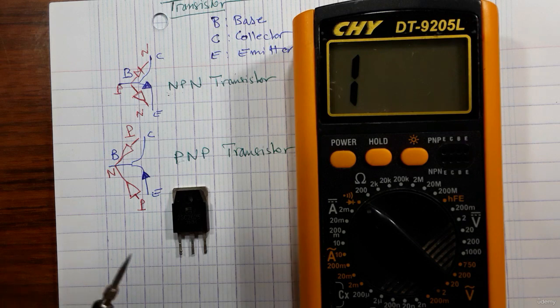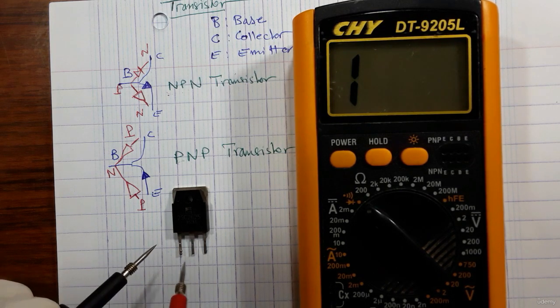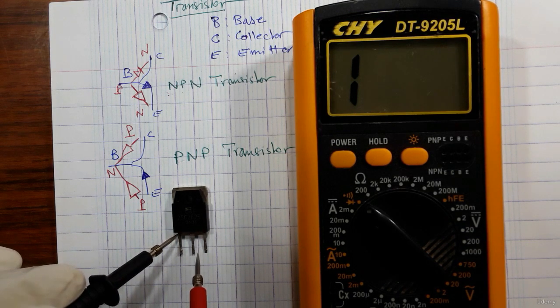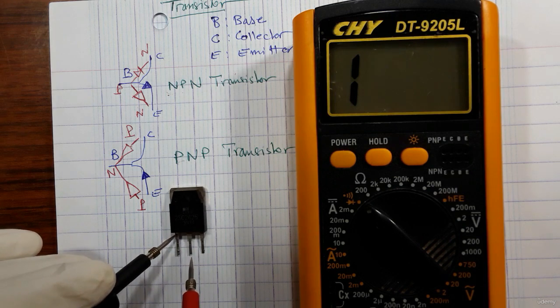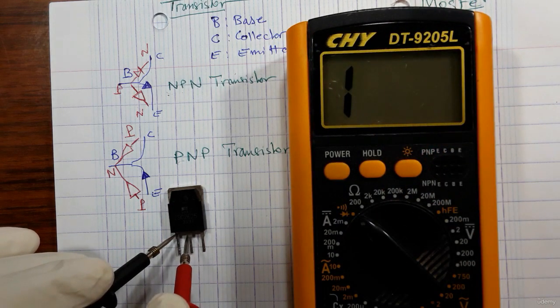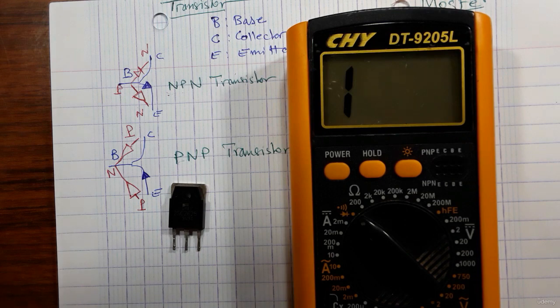Okay, and first, I don't know if this transistor is PNP or NPN. I should first check using the probes. So if I put, for example, the black probe here and the red here, no reading, as you see in the multimeter, no reading. Okay, here, no reading.